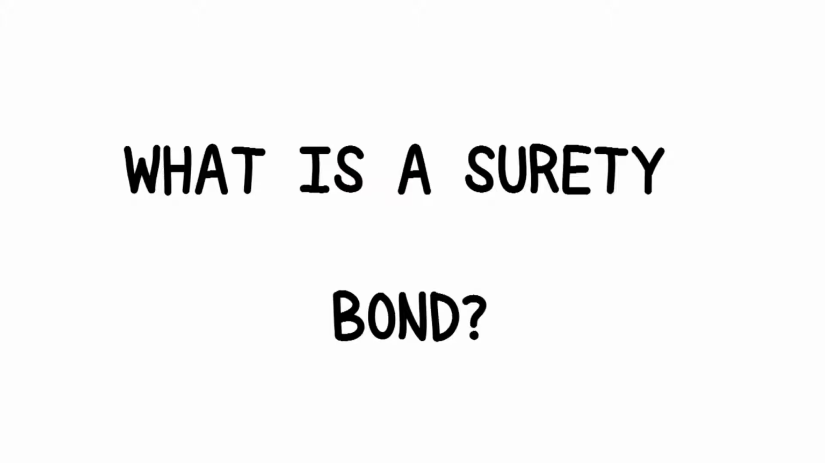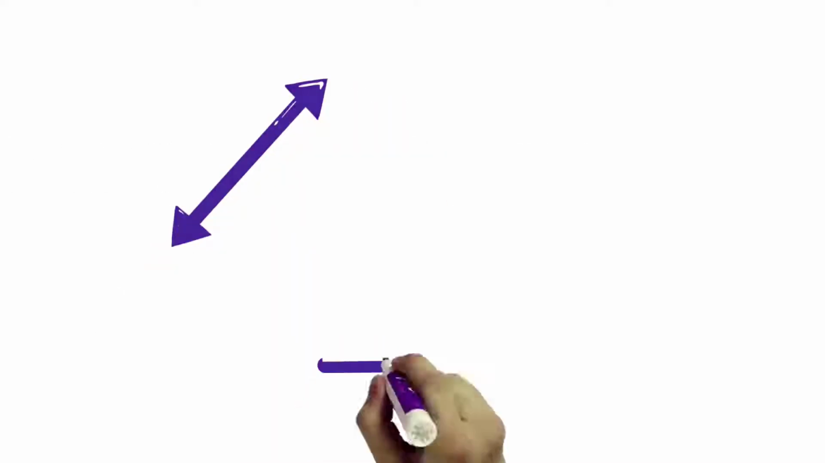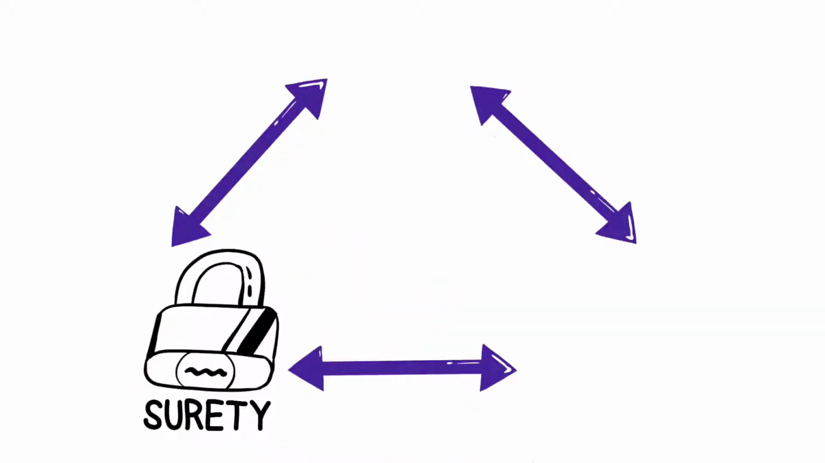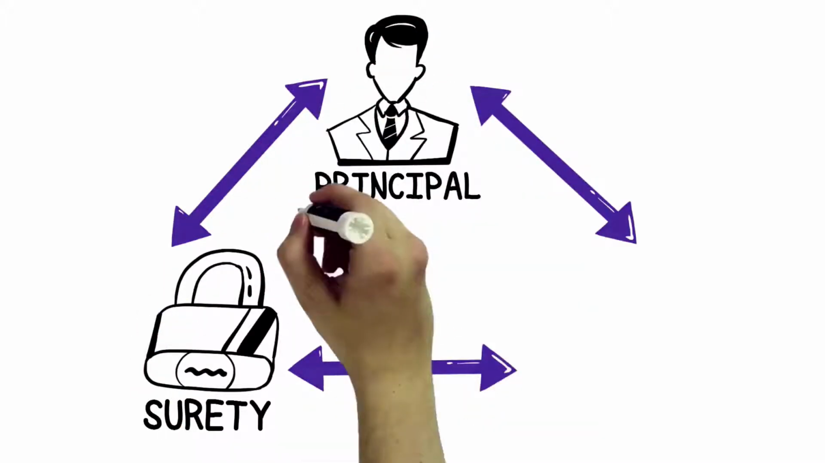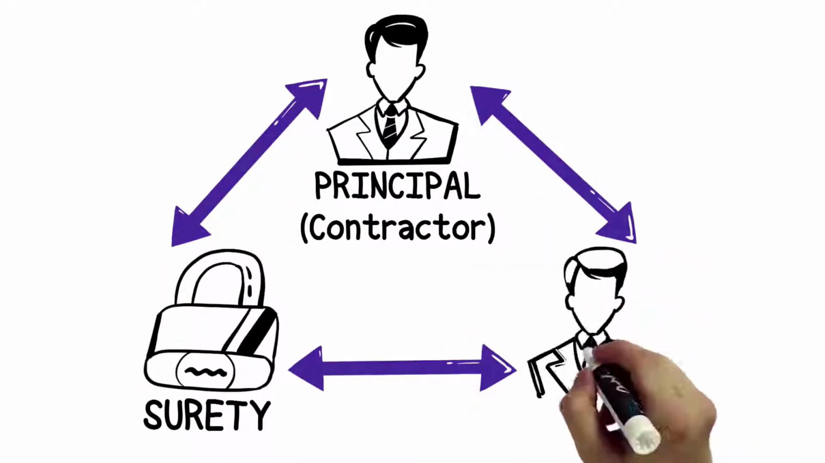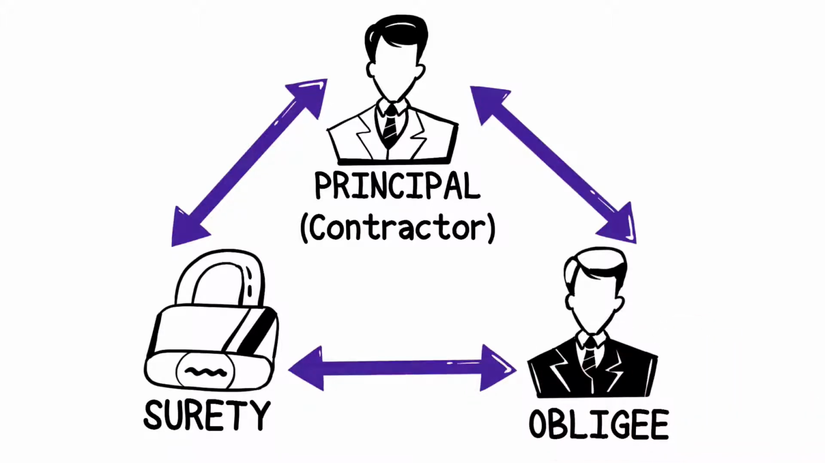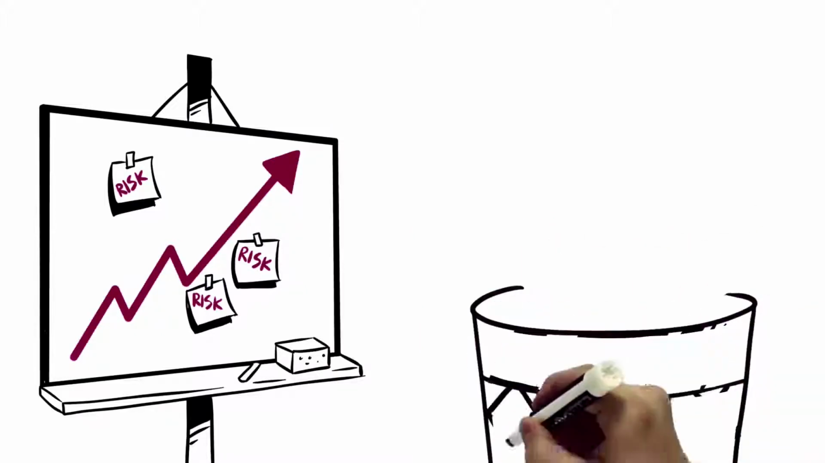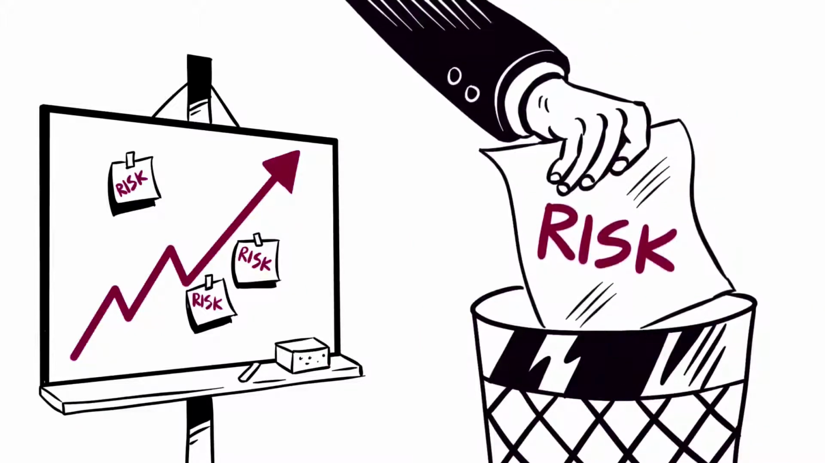What is a surety bond? A surety bond is simply a three-party agreement where the first party, the surety, guarantees the performance of the second party, the principal, contractor, if they default on their obligation to the third party, the obligee, project owner. The reason surety bonds work so well is that they help take the risk out of a risky business.